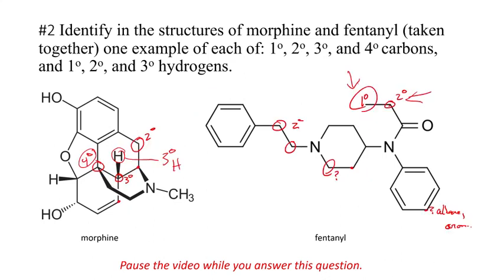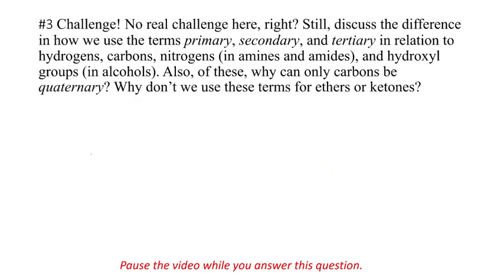All right? Number 3, challenge. Well, actually, I don't think there's much of a challenge here, but still, discuss the difference in how we use the terms primary, secondary, and tertiary in relation to hydrogens, carbons, nitrogens in amines and amides, and hydroxyl groups in alcohols. Also, of these, why can only carbons be quaternary? And why don't we use these terms for ethers or ketones? Okay, think about that a little bit. Pause the video, and we'll talk about these.